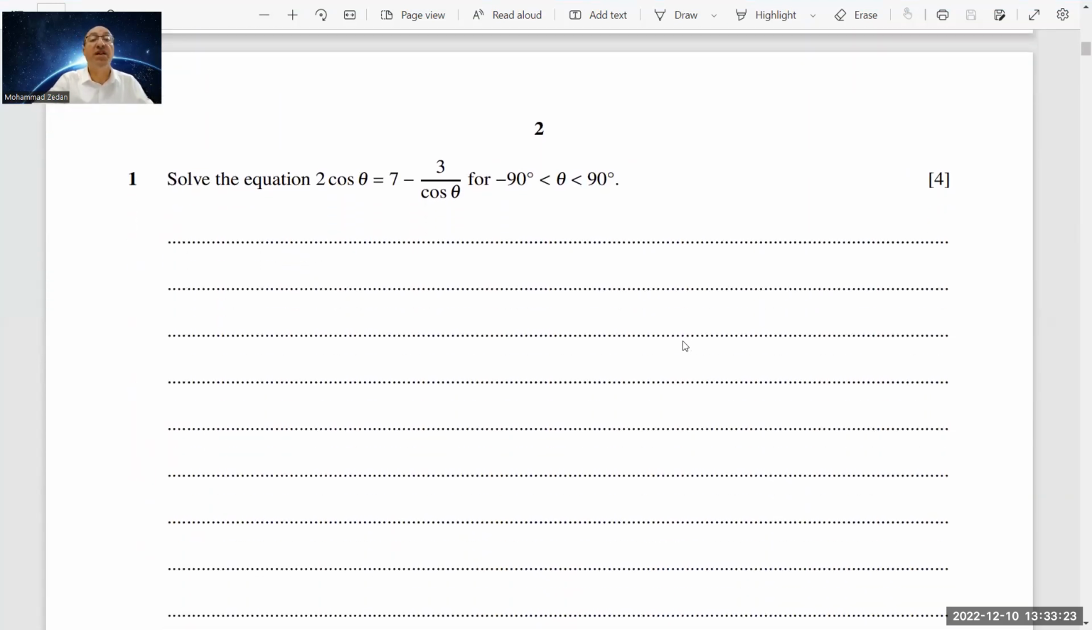Solve the equation 2 cosine theta equals 7 minus 3 over cosine theta, for theta lies between negative 90 and 90. For this equation, I have a trigonometric equation including the cosine function. Simply, you can just multiply by cosine.